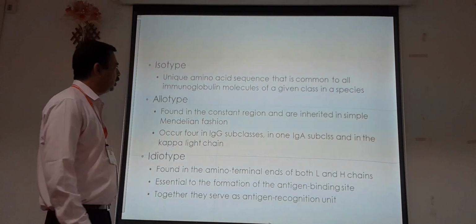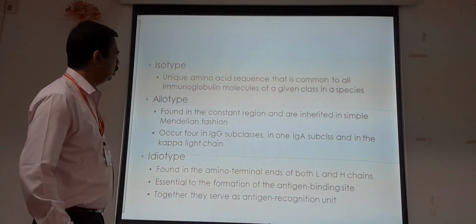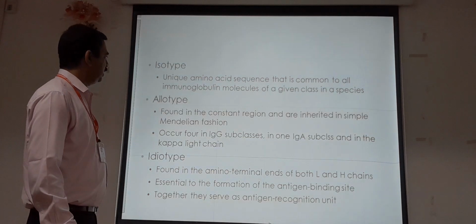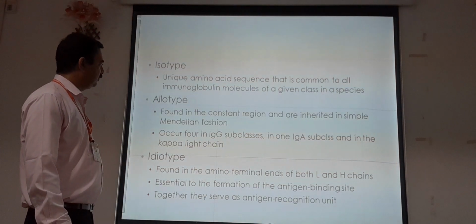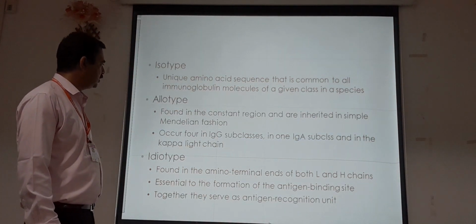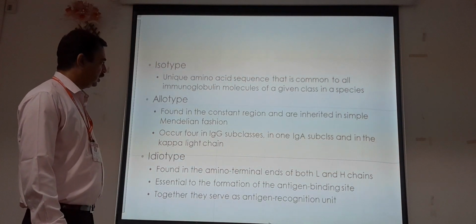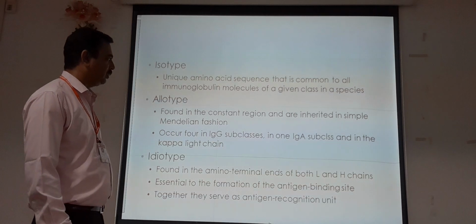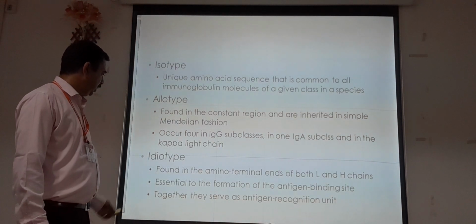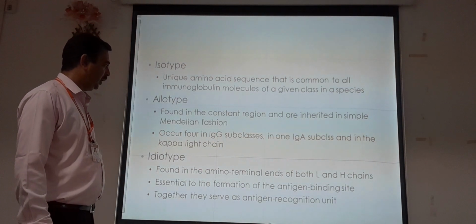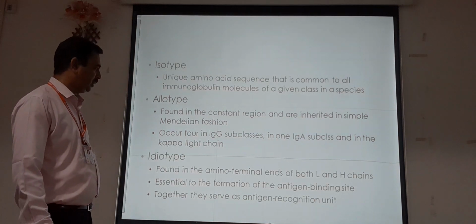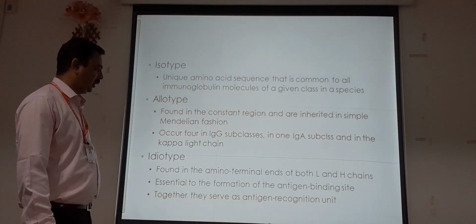Isotypes: unique amino acid sequence that is common to all immunoglobulin molecules of a given class in a species. Allotypes found in the constant region are inherited in a simple Mendelian fashion. There are 4 IgG subclasses or 1 IgA subclass in the kappa region. Idiotype is found in the amino terminal of both L and H chains, essential for formation of the antigen binding site. Together they form the antigen recognition unit.